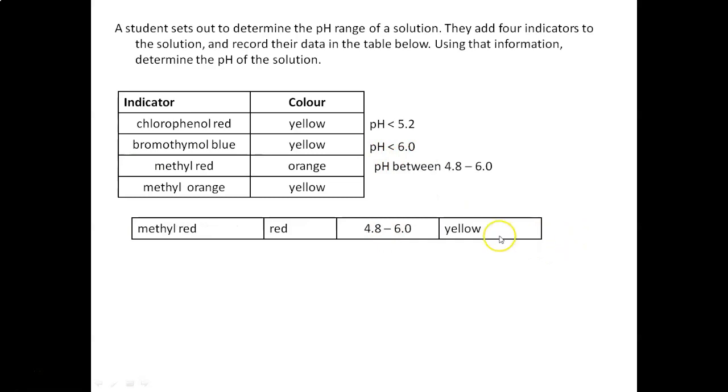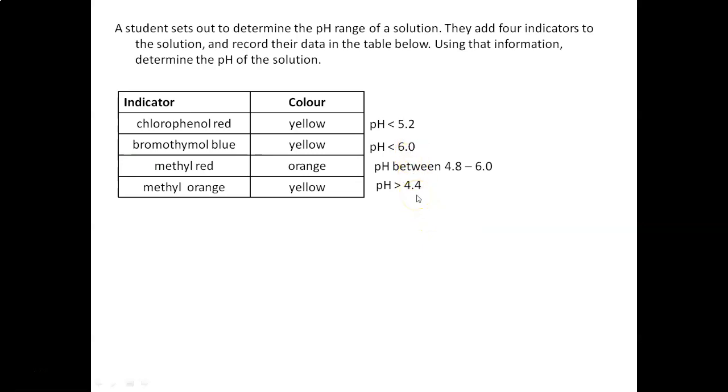If we look at our methyl red, it has an orange color, so that tells us that its pH is between 4.8 and 6.0, because below 4.8 it's red, and above 6.0 it's yellow. But in this pH range, some of the acid will be ionized, and some won't. And so I'll have a combination of the two colors, which will give me orange. Okay. And finally, we have our last indicator, which is yellow, and so that tells us that our pH is above 4.4. So now we can take all of these results together, and we can write a general range for the pH of this solution.